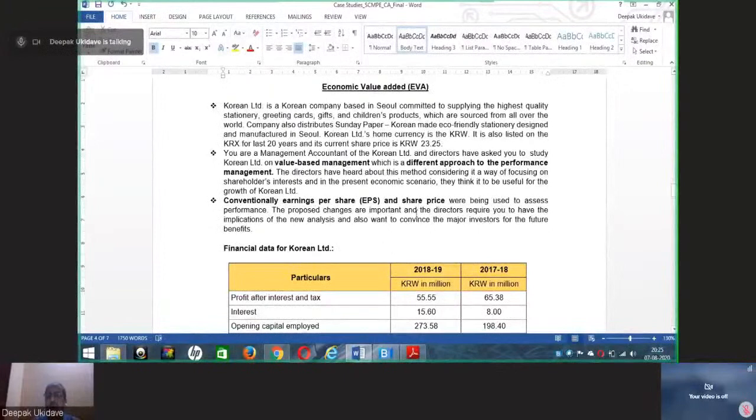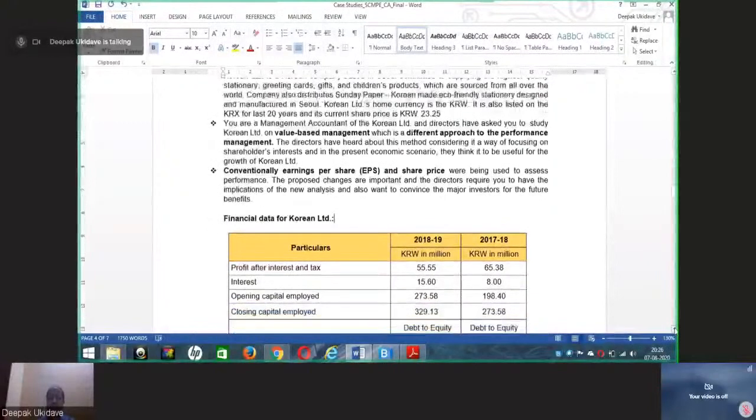But proposed changes are important and directors require you to have implication of the new analysis and want to convince the major investors for the future benefits. Please understand that the management is accountable to the stakeholders, particularly shareholders, not only in terms of EPS, MPS, but other parameters also, qualitative, quantitative, both, wherein they have to give a convincing justification for being with the business. Right? In case investors would like to continue with the business in terms of their investment in shares of the company, they should see tangible future benefits, which are going to emerge or arise out of this business. So what are these tangible future benefits in terms of growth in sales, growth in profit, etc.?